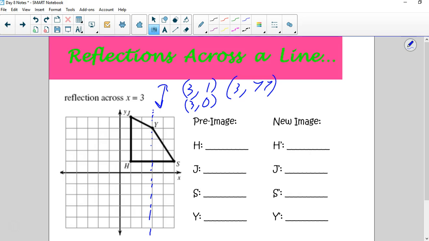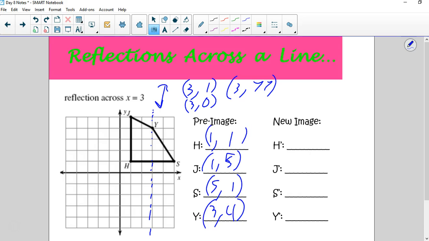Then you go and put your letters. So H is at 1, 1. This time it is 1, 1. J is at 1, 1, 2, 3, 4, 5. 5, not S. S is at 1, 2, 3, 4, 5, 1. And Y is at 1, 2, 3, 1, 2, 3, 4.